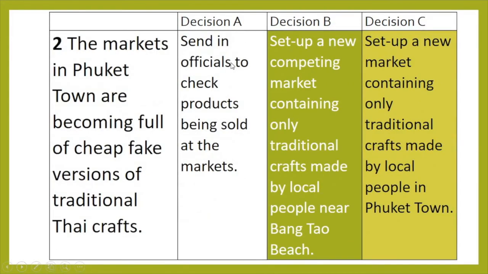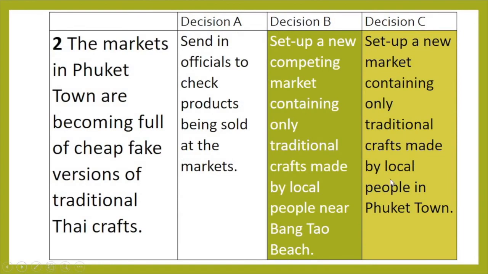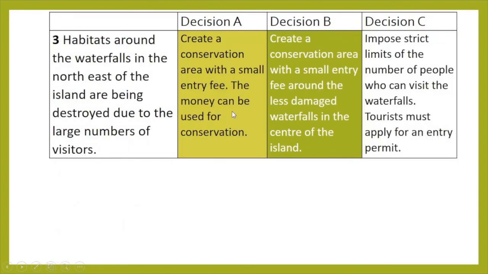So for number 2, decision A is 0, decision B is 5, and decision C is 10. Hold on, I'm getting really confused with the colours because it's changed it into green on the layout of this. Yeah, olive green is 10. Okay. Number 3, so decision A is worth 10, B is worth 5, and C is worth 0.